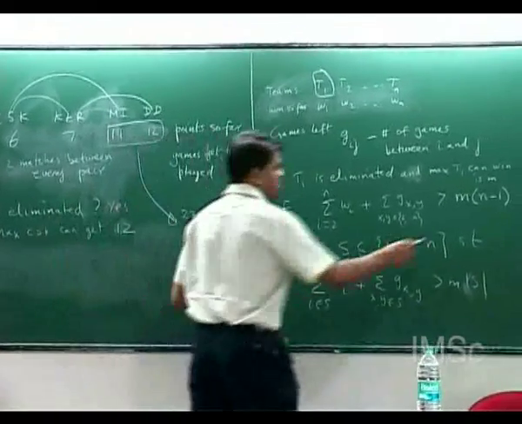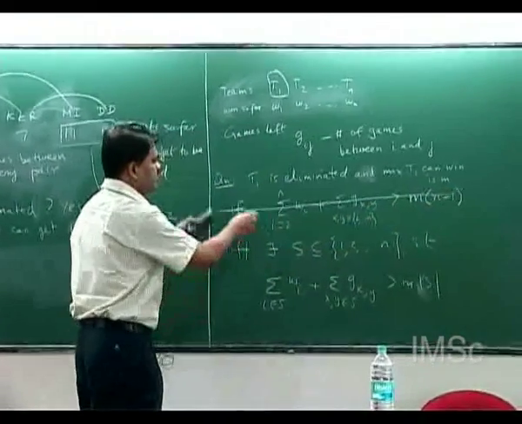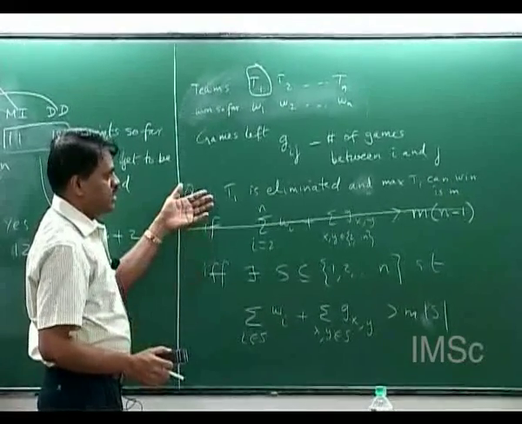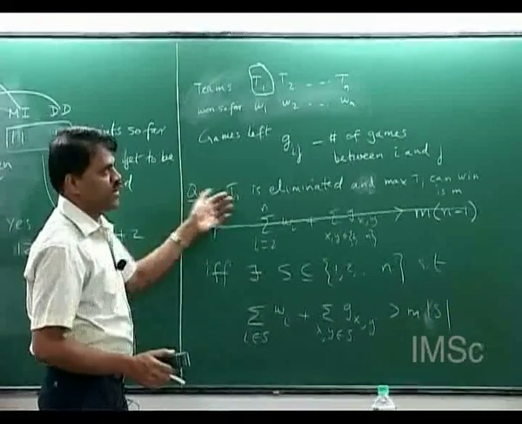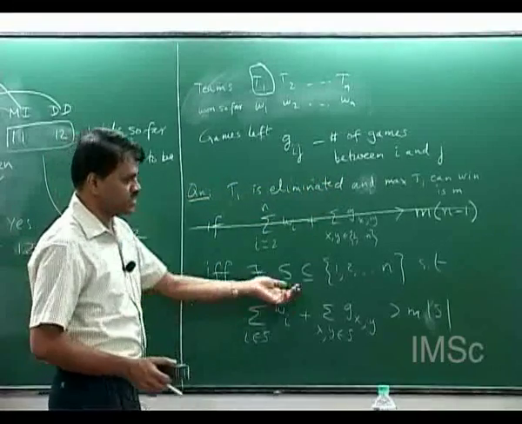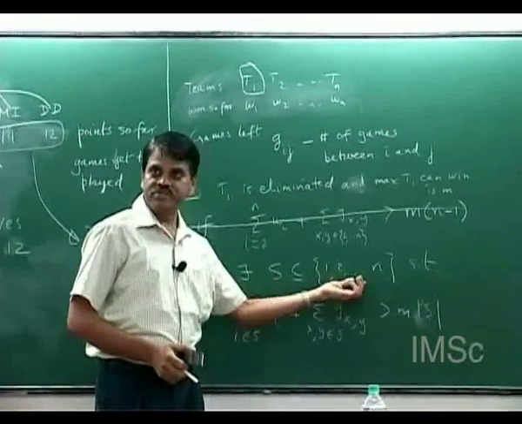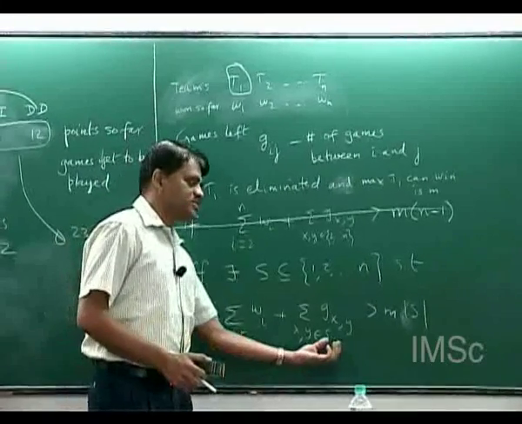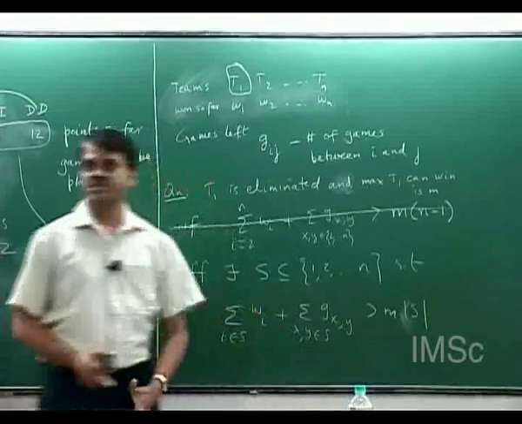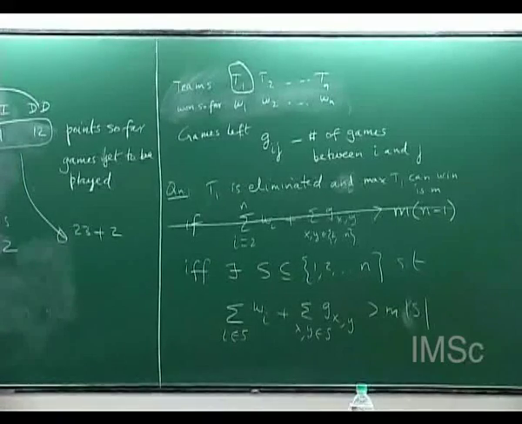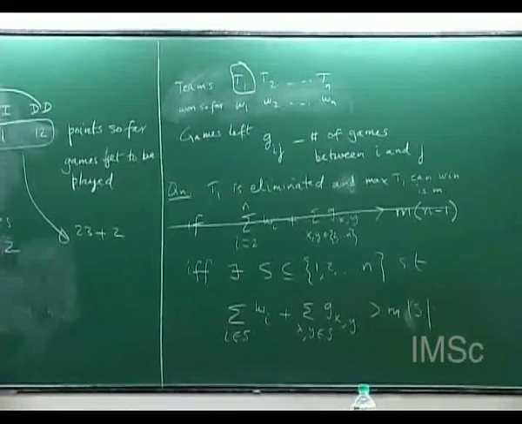So let me just, this is superseded by this. So now we are going to argue that your favorite team is eliminated if the maximum it can get is m, if and only if there is some subset of the teams whose points won so far plus the matches among them is strictly more than m times this, then your team is eliminated. So we're going to prove the converse.